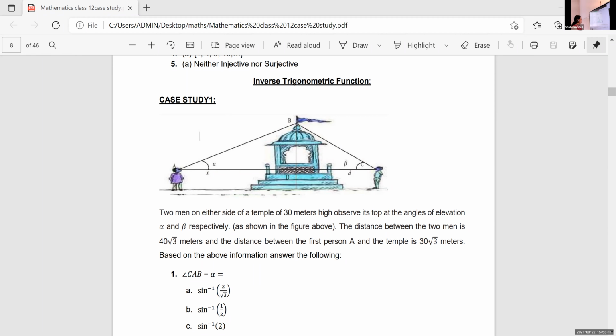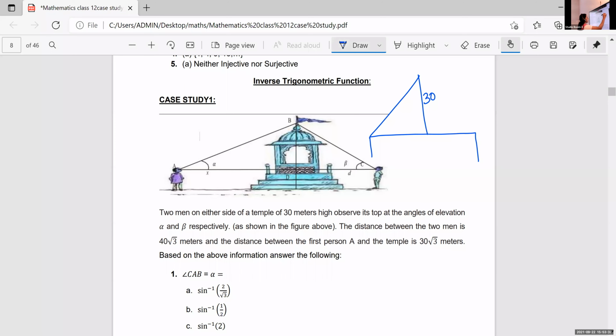Two men on either side of the temple of 30 meters high. Instead of looking into the figure, you can draw the figure like this. Those two persons are standing and they observe. The temple is 30 meters high, and they observe this angle of elevation. On one side the angle of elevation is alpha and on the other side the angle of elevation is beta.